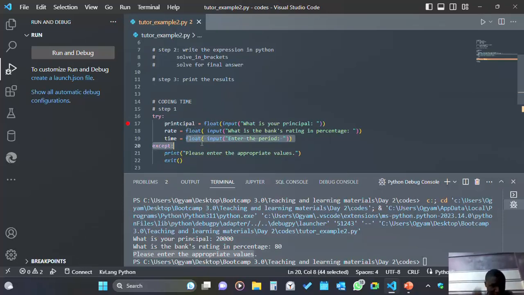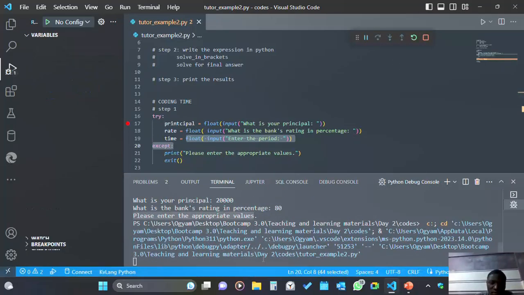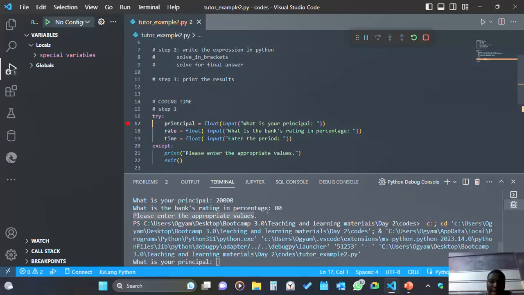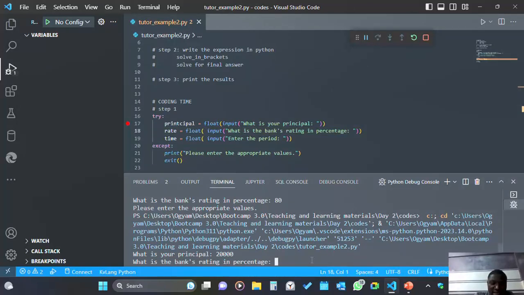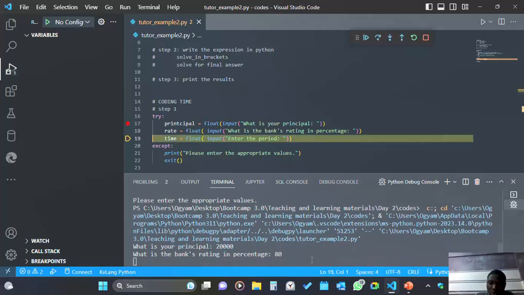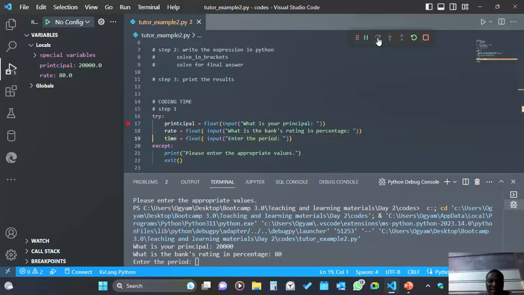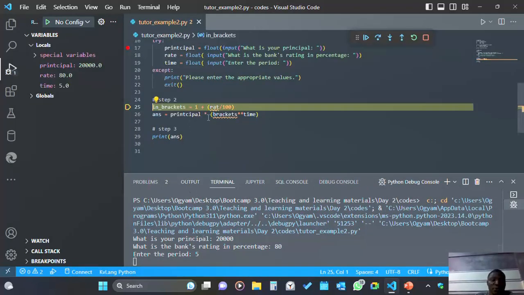But sometimes you can remove the exception so that you can see the actual error. So that being done, now let us run it again and see how it works. So we have 20,000, 1, 2, 3, and we press enter. We have the rate, which is 80. We press enter, and we have the time, so the period, let's say 5 years. So it's jumped over the except because everything here worked well and came to step 2.